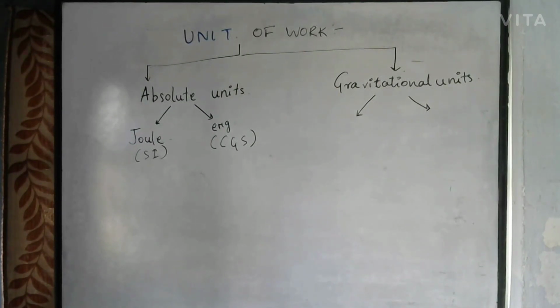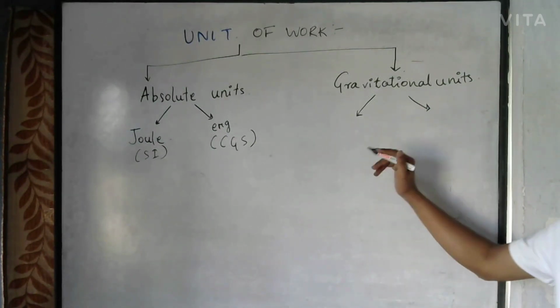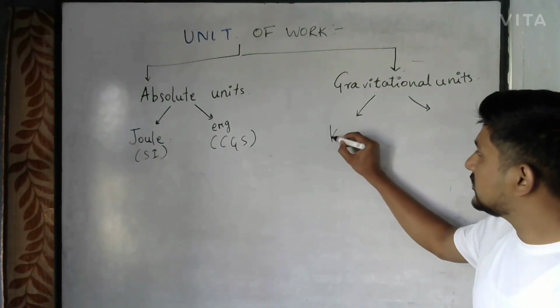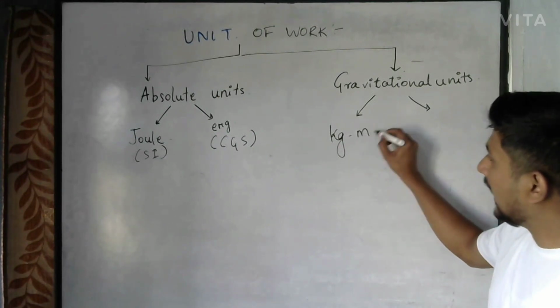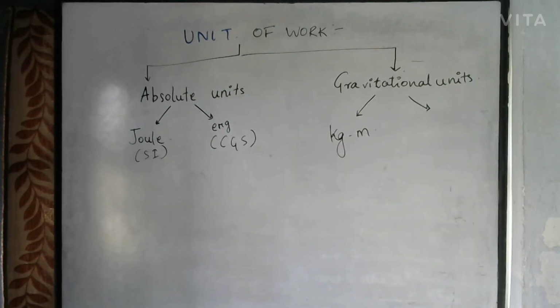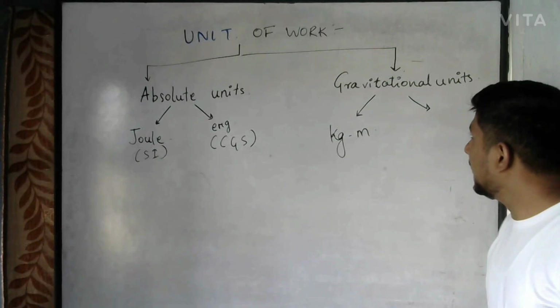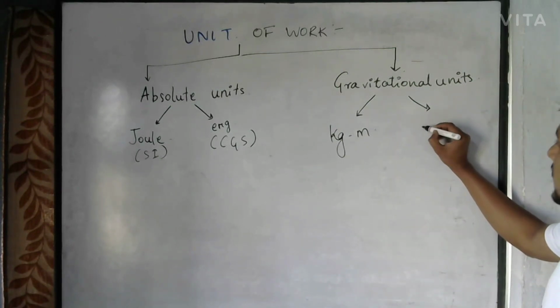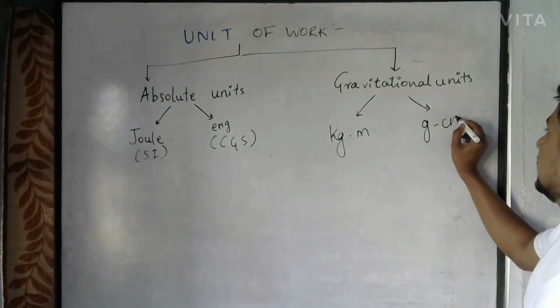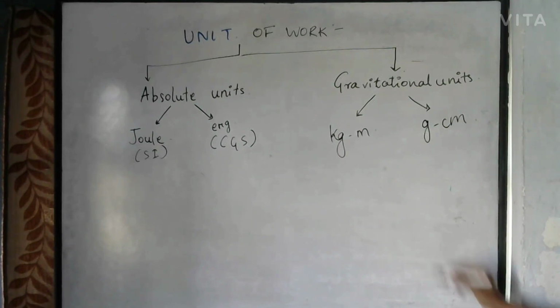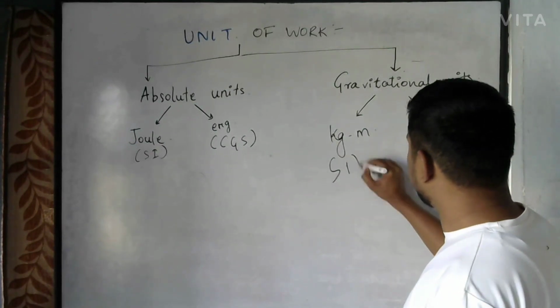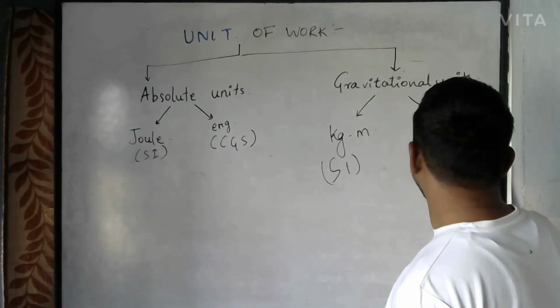Okay, let's go to the next part then, about the gravitational unit. If I talk about gravitational unit, the first one is going to be kg meter. I'll explain how it is kg meter, don't worry about that. And then this one is going to be obviously gram centimeter. This is an SI unit, and this is in CGS unit.